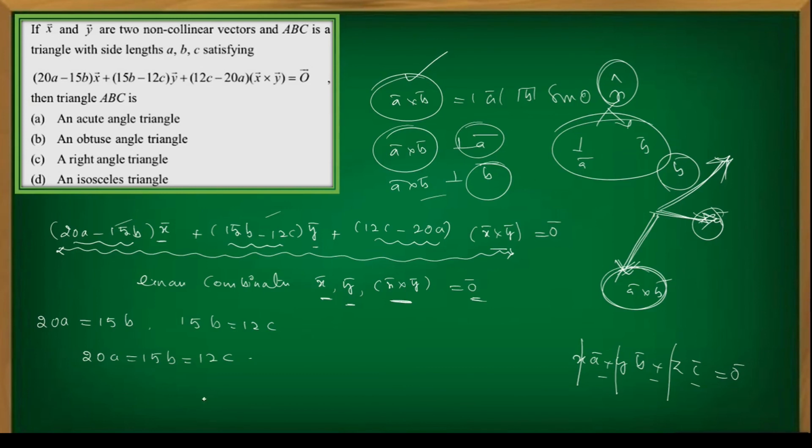So from this now you can get the relation what you want. If you suppose something say k, then you get a is equal to k by 20, b is equal to k by 15, and c is equal to k by 12. Is it a right angle triangle, isosceles triangle? It's not going to be an isosceles triangle, that is clear.